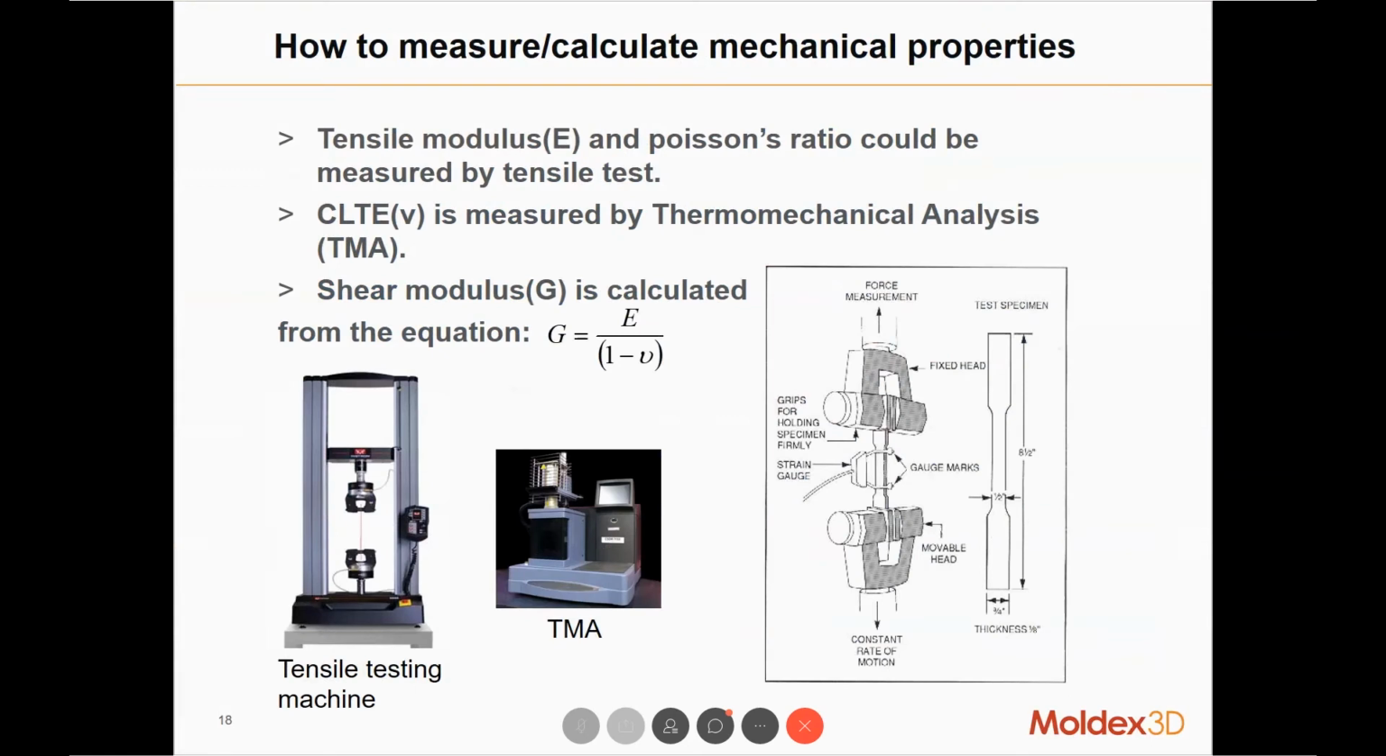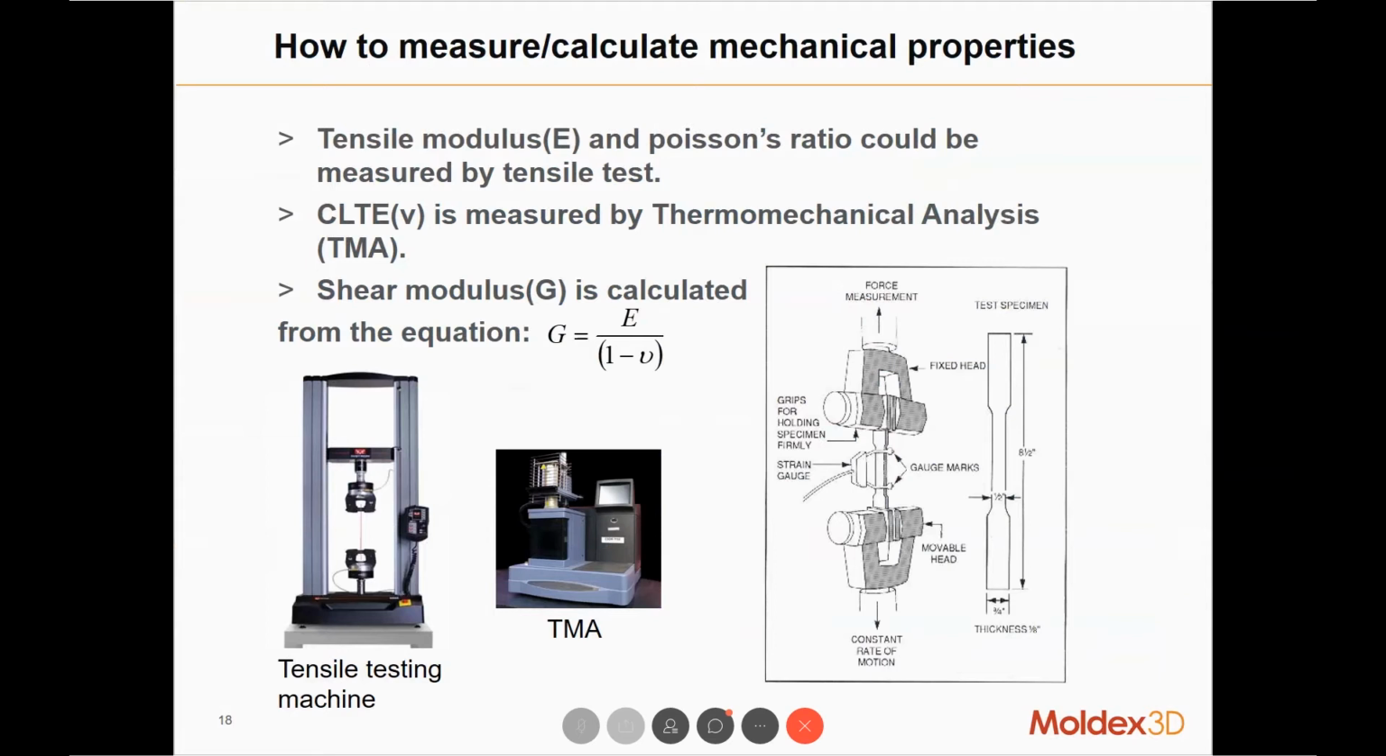tensile modulus and Poisson ratio will be obtained by a tensile test. We will use the instrument machine with a tensile bar. We perform the tensile test and record the whole stress-strain curve. With the stress-strain curve, we will know the tensile modulus and the Poisson ratio. As for thermal expansion, we use the TMA to measure an already cured material and its thermal expansion under a certain temperature difference.